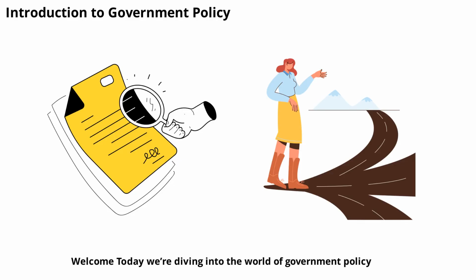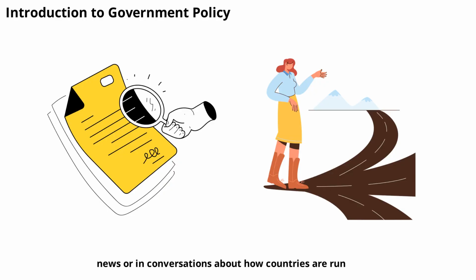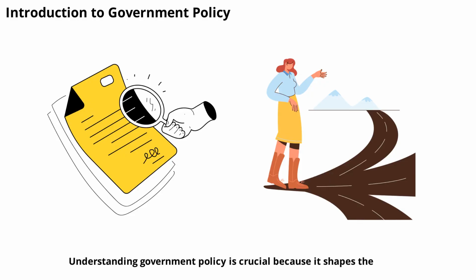Welcome. Today, we're diving into the world of government policy. You might hear this term often in the news or in conversations about how countries are run, but what does it really mean? Government policy refers to the decisions and actions taken by a government to address issues within society. These policies can affect everything from education and healthcare to the environment and the economy.